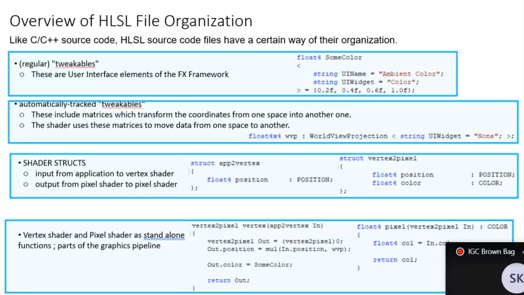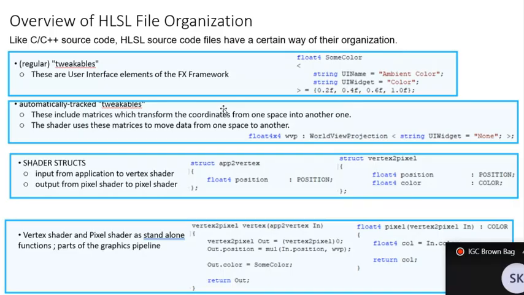At the top of the file, usually you would see regular tweakables. These are elements of the FX framework, which is used by both FX Composer and 3ds Max for creating shaders. It is used to specify user interface elements, so GUI elements that the user can interact with and input data to the shader. Here is an example of a user interface element, which is a color picker for the user to manually pick the color of a pixel that they want for the shader.